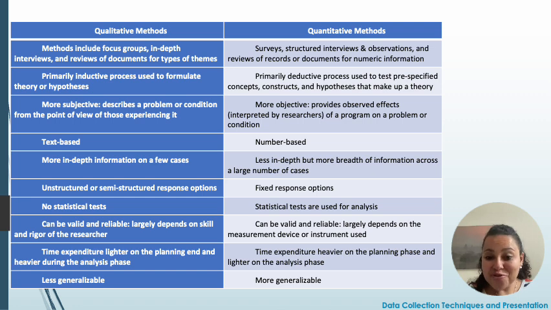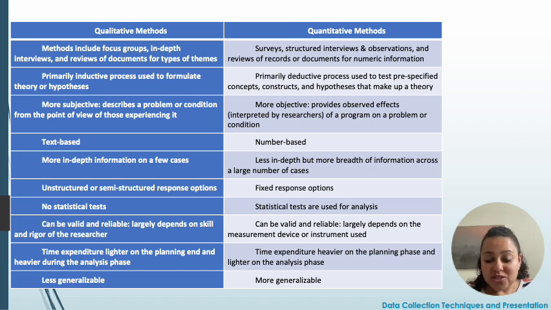It is more objective, providing observed effects interpreted by the researcher, definitely for a program or a problem or condition. It is number-based, because we are getting counts, less in-depth, but with more breadth of information across a large number of cases. It has fixed response options, because even if we are measuring how happy or satisfied people are with the course, we will give them categories like this scale, the Likert scale. We will learn more about it.